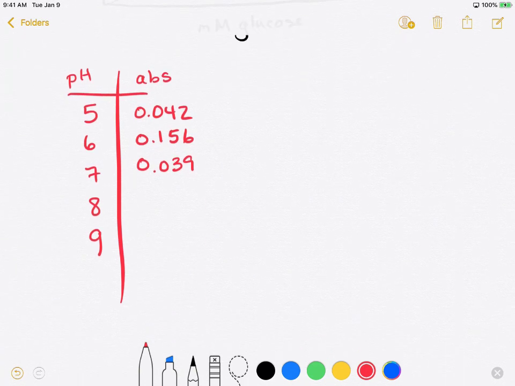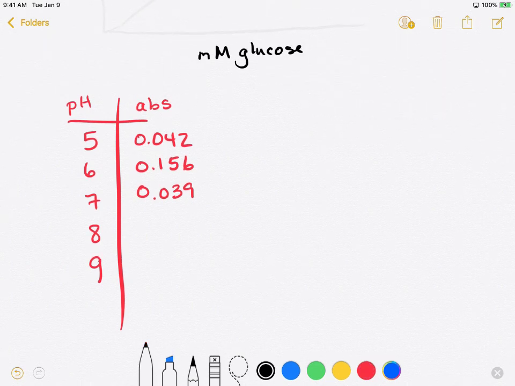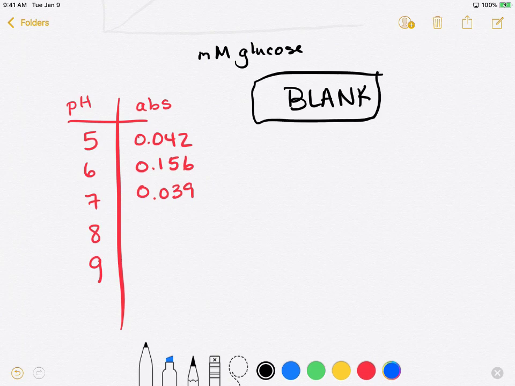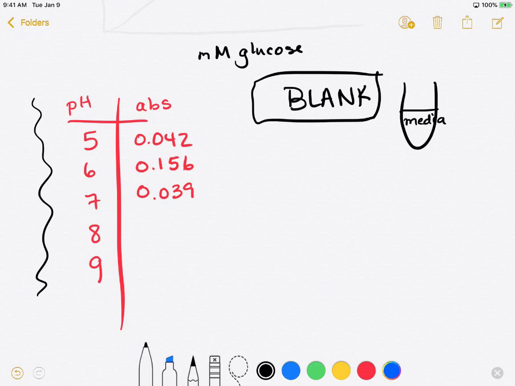In order to read the absorbances of these experimental conditions, it was really important that you used a blank. The blank tube that we created for all of our experimental conditions was a tube that just contained cellulose general growth media. The reason that the blank had to have media in it was because all of our experimental conditions also contained media.